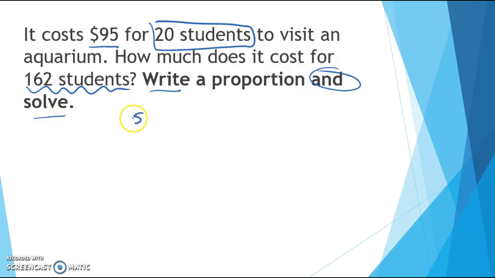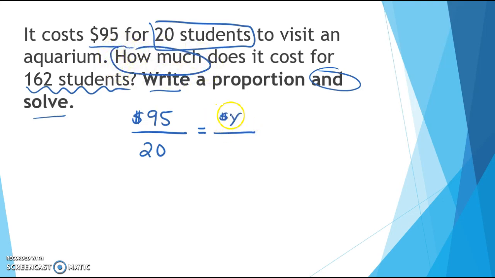So I'm going to put money in my numerator, $95 for 20 students. And remember, a proportion has an equal sign in between. So we need that equal sign. Our second proportion, we're trying to find out how much here. So it's an unknown amount of money. We're going to put a variable there. And we know it's 162 students.